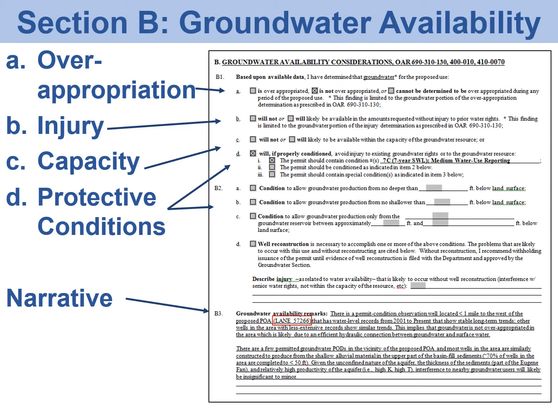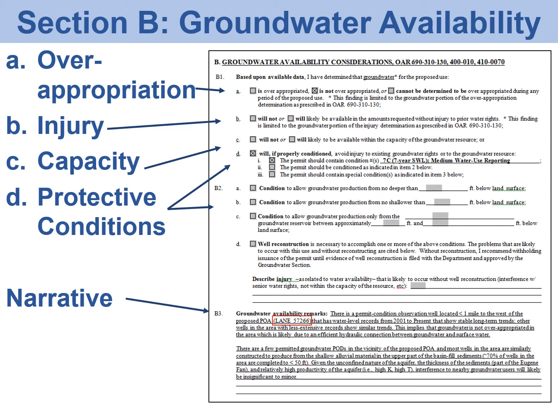Okay, moving on to Section B, an assessment of groundwater availability under the Division 310 rules. You'll see that we take a look at a number of things in this section. First of all, we make an assessment of whether or not the target aquifer is over-appropriated, whether or not the proposed use will likely cause injury to an existing water user, whether or not the proposed use is within the capacity of the resource, and then we identify any protective conditions we believe are necessary to ensure that the proposed use, if permitted, will be protective of the resource and the senior users.